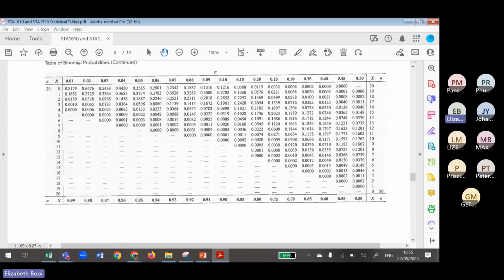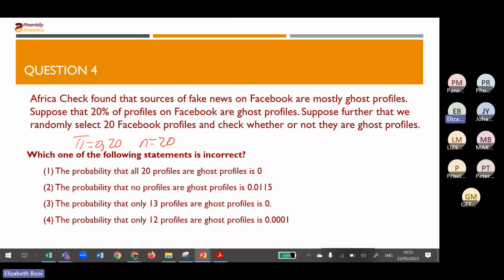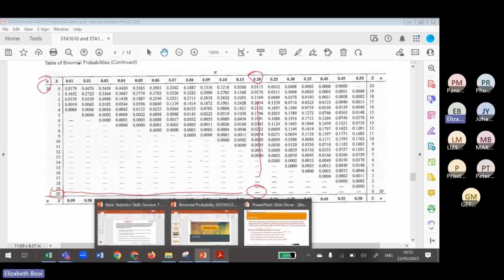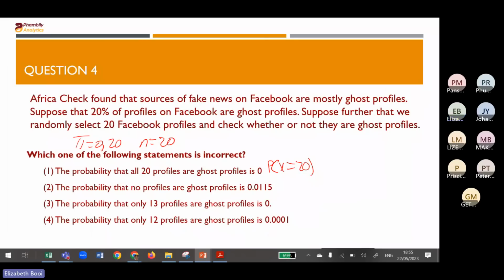Okay, so we have 0.20 as our probability of success, and we have our n of 20. The question is the probability that X equals 20, which means exactly 20 profiles. We go to where they meet, and where they meet, it's undefined. Therefore it will be equal to 0. It does not exist. So the probability is 0, and question number 1 is correct.